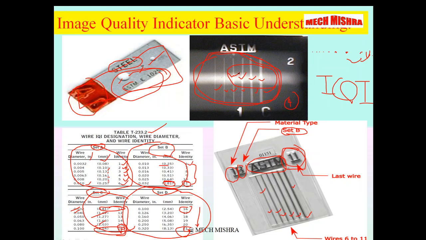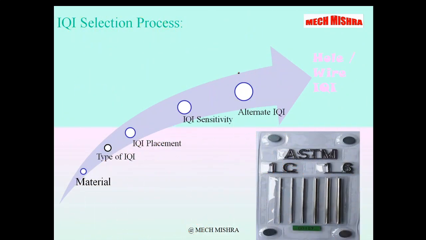So this needs to be checked. So this is the basic understanding. Now proceeding further, we will see the procedure for IQI selection. There is a 5-step process which we need to follow for IQI selection.